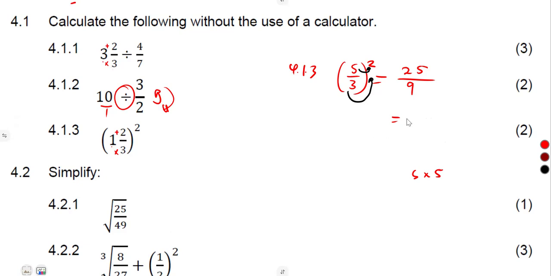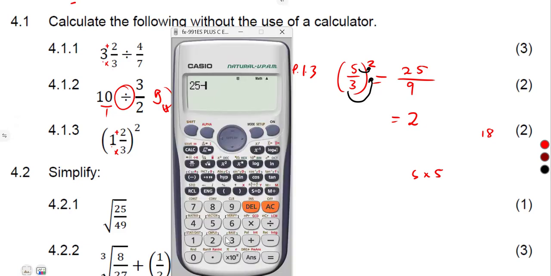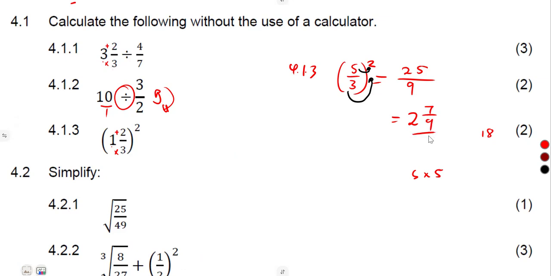So that is going to be 2 times into 18, and 25 minus 18. That's what? That's going to be 7. Remember 7 over 9. So that's something like 2 and 7 over 9. Also check your memo. It just made a mistake. It's not supposed to be 1, it's 2 times into 18. All right. So that was it.